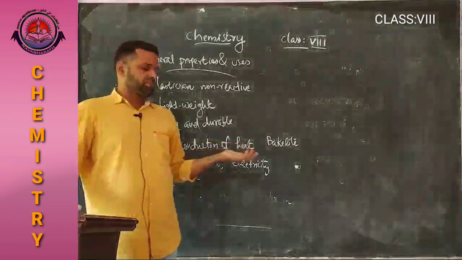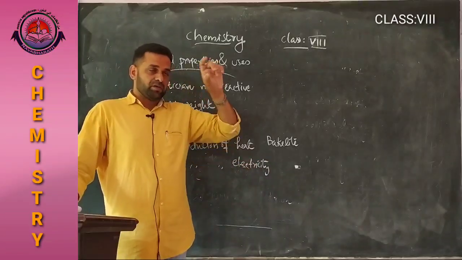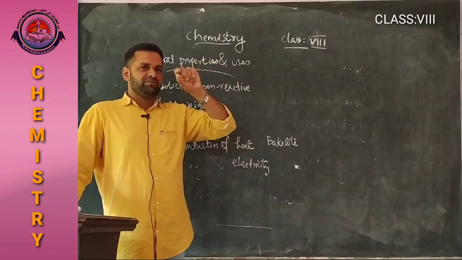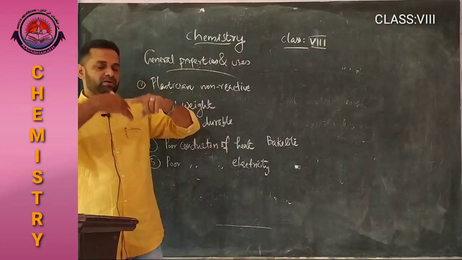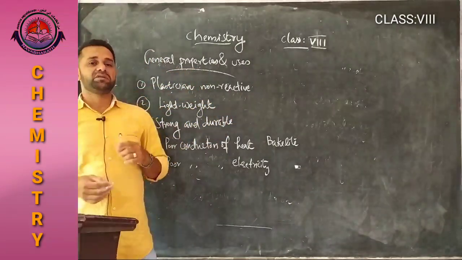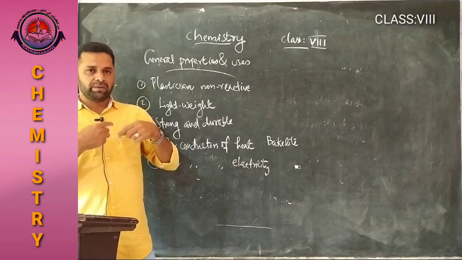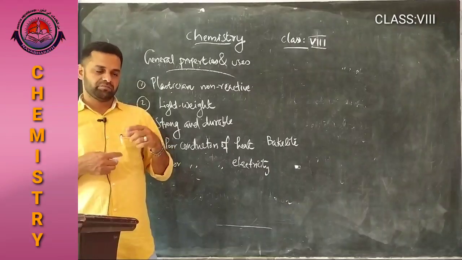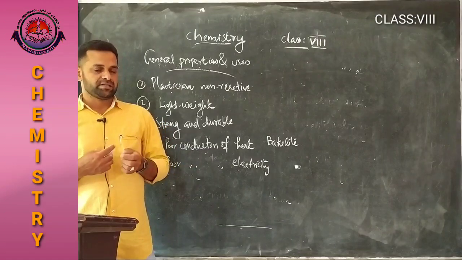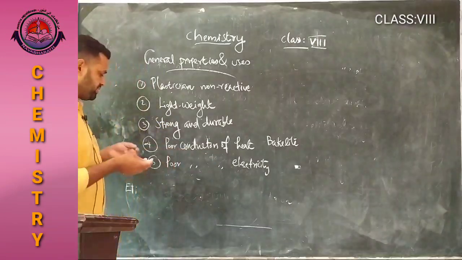And then for wiring, the wire is wrapped or insulated with plastics. Why? Because plastics will not conduct electricity. The cellotape, those things are also plastics. So they are poor conductors of electricity.